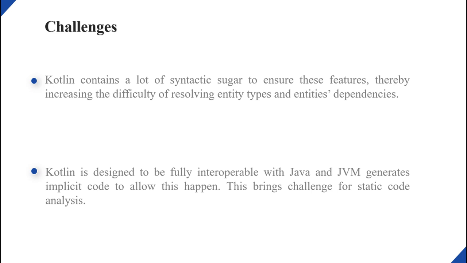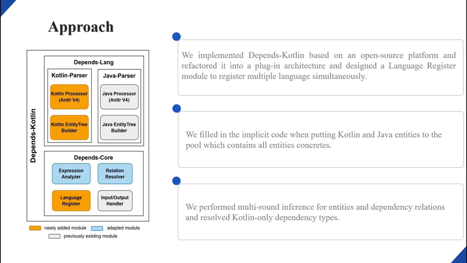We refactored it into a plugin architecture and designed a language registration module to simultaneously register multiple languages. Meantime, we filled in the implicit code when putting Kotlin and Java entities to the pool, which contains all entity concretes, and performed multi-round inference for entities and dependency relations, resolving Kotlin-only dependency types.